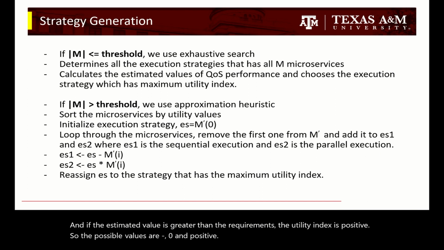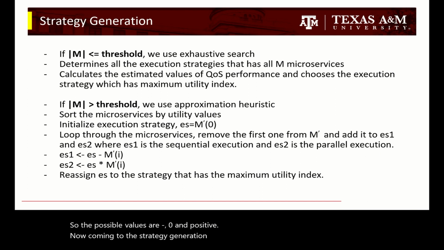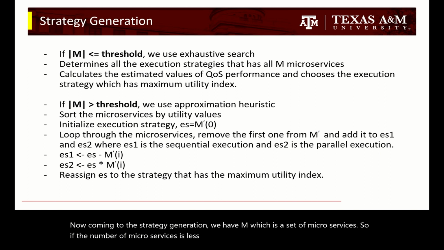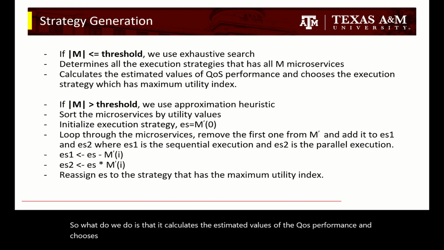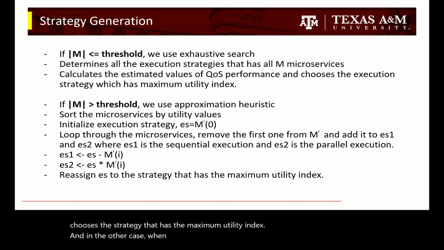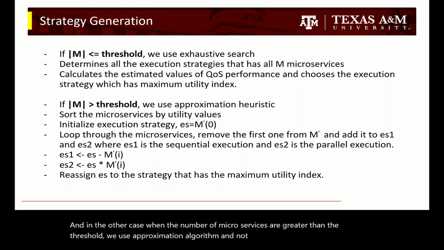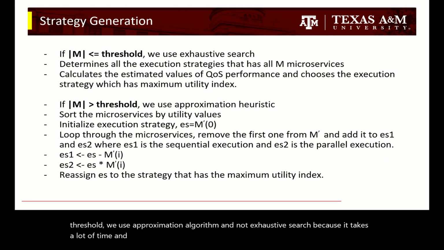Now coming to the strategy generation, we have M, which is a set of microservices. If the number of microservices is less than or equal to a threshold, we use exhaustive search. What it does is calculate the estimated values of the QoS performance and choose the strategy that has the maximum utility index. In the other case, when the number of microservices is greater than the threshold, we use an approximation algorithm and not exhaustive search, because it takes a lot of time and there's a lot of latency.